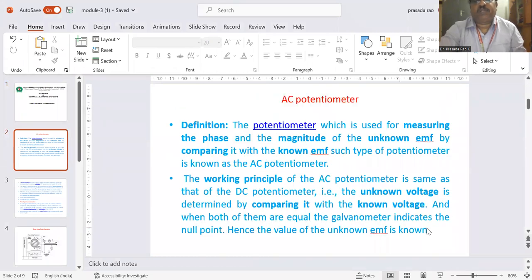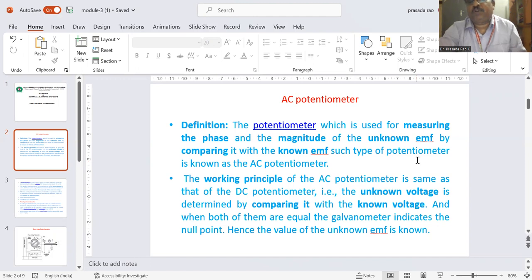AC potentiometer is a potentiometer which is used for measuring the phase and the magnitude of the unknown EMF by comparing it with the known EMF. Such type of potentiometers is known as AC potentiometer. In DC potentiometer, we have seen measurement of magnitude is enough, but in AC potentiometers, apart from measuring the magnitude, the phase angle is also necessary to measure.